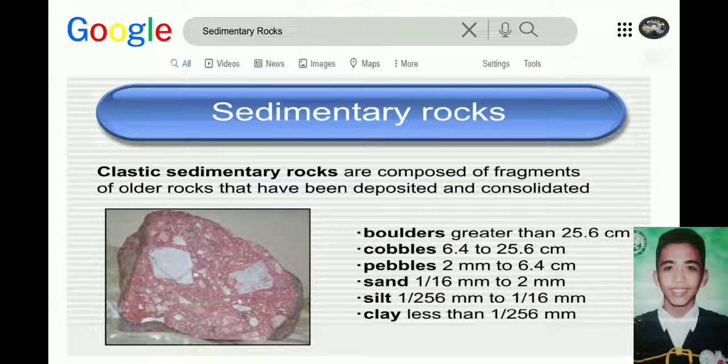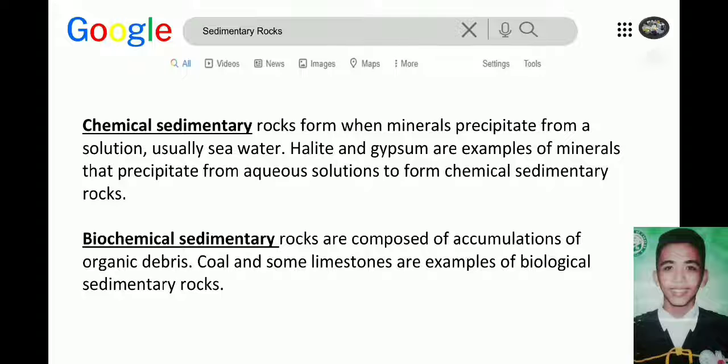The fragments of older rocks that are composed in clastic sedimentary rocks are: boulders, greater than 25.6 centimeters; cobbles, 6.4 to 25.6 centimeters; pebbles, 2 millimeters to 6.4 centimeters; sand, 1/16 millimeter to 2 millimeters; silt, 1/256 millimeter to 1/16 millimeter; and clay, less than 1/256 millimeter.